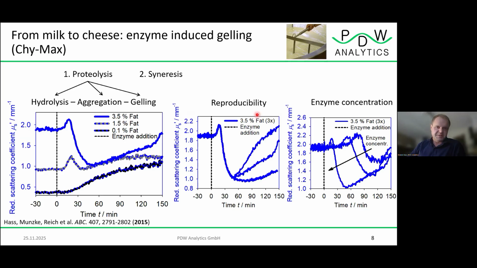Now, if one looks into reproducibility of such data, it is found for the 3.5% fat milk, repeating this three times, the exact same batch, results in absolutely identical initial progress, and only at a later stage the trends differ. Looking into literature, it tells us that in the initial period hydrolysis occurs, and then we have the aggregation step. And only when the gelling, so the 3D generation of the gel network, starts to occur, we see a not reproducible system.